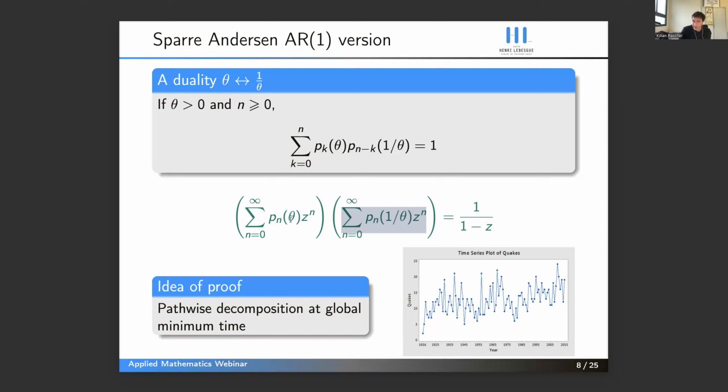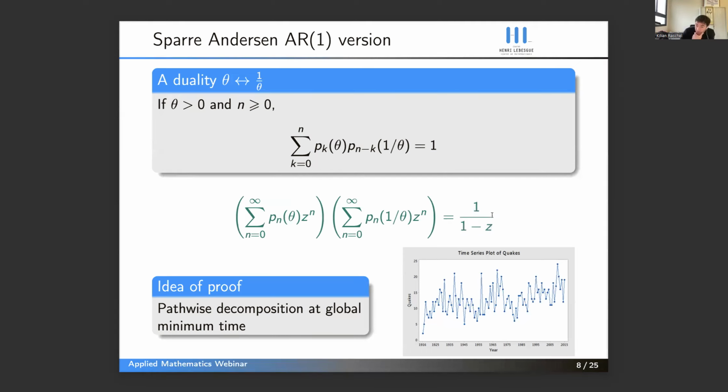If you take theta equal 1, it's nice because this is a fixed point of this transformation theta goes to 1 over theta. And in this way, you will get the square of this series evaluated at theta equal 1, which is 1 over 1 minus z. And then taking the square root, you will get again this 1 over square root of 1 minus z. And this is this series. If you extract the coefficients, you get the binomial coefficient 2n choose n. Okay? So it's just a simple proof of the Sparre Andersen theorem, but it gives much more because it explains that finally there is a kind of duality relation between the persistence at theta and the persistence at 1 over theta.